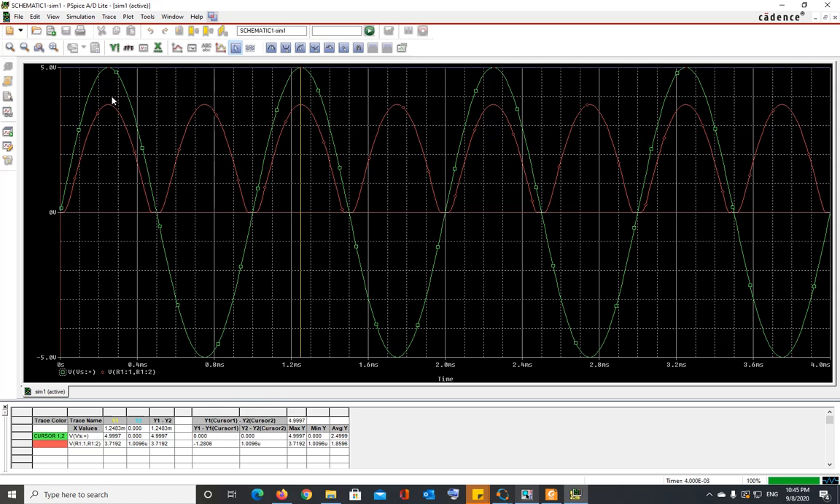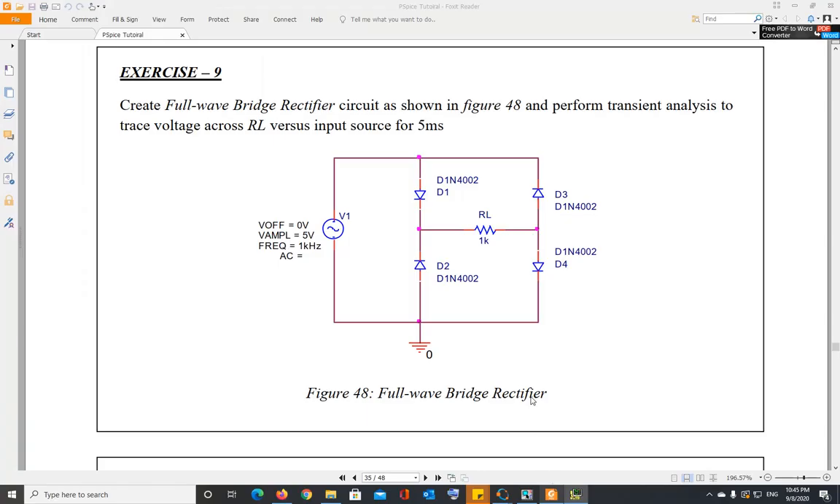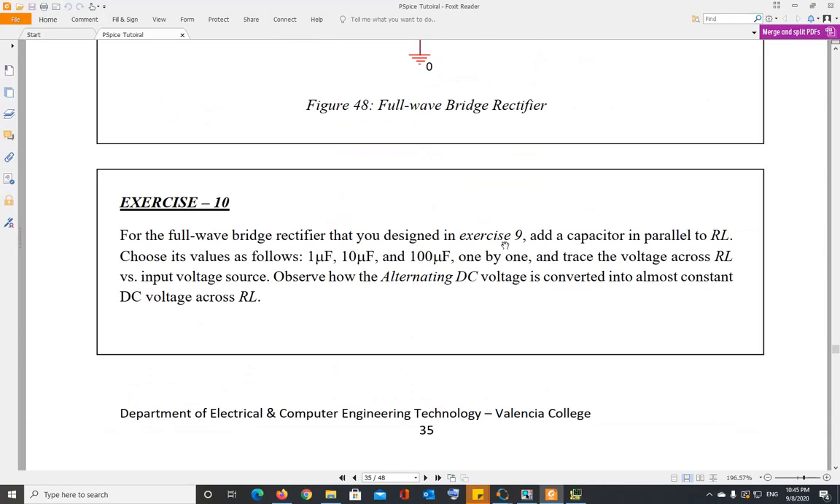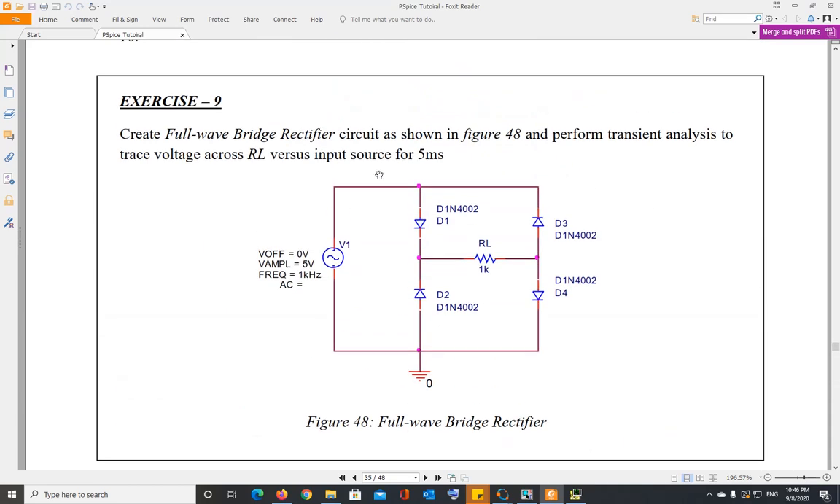This is called pulsating DC. So it's not a constant DC output, it's a pulsating DC output. It has pulses. Now you can make it a constant DC output, and that's what your exercise is. This will be one of the exercises for next week, and you are basically creating this circuit that I just created and showed you the output.